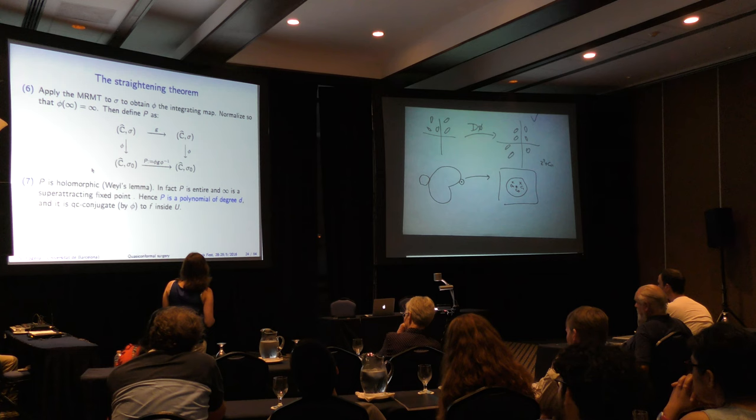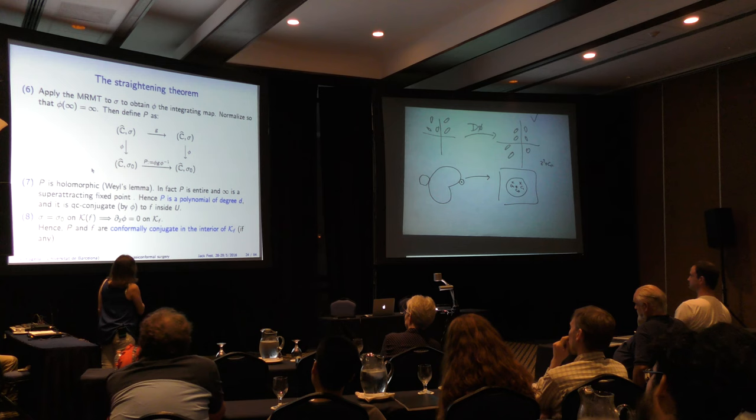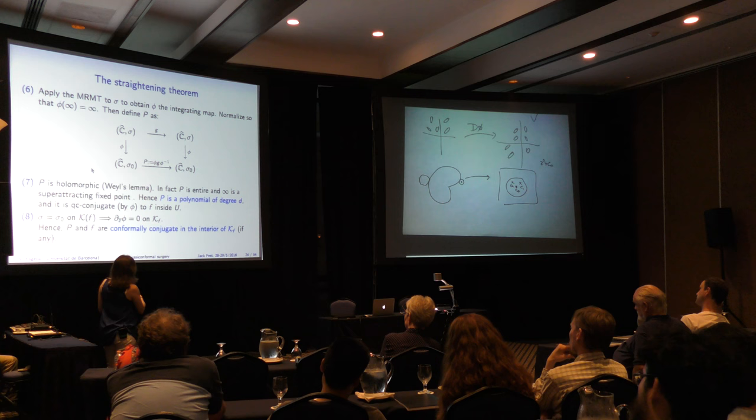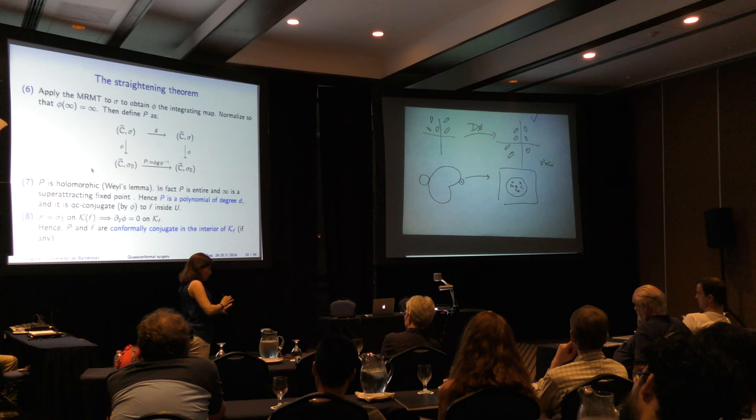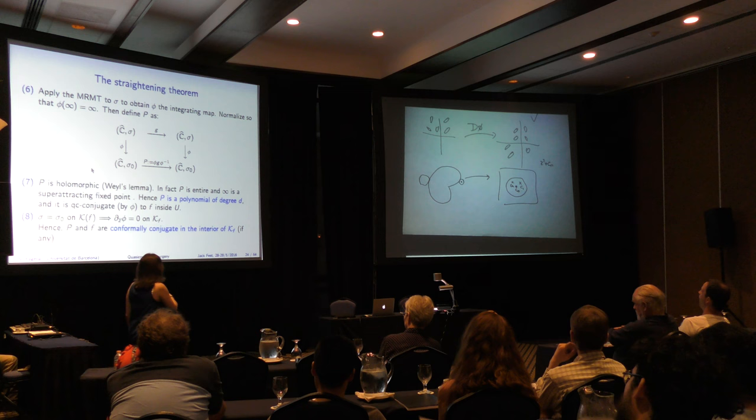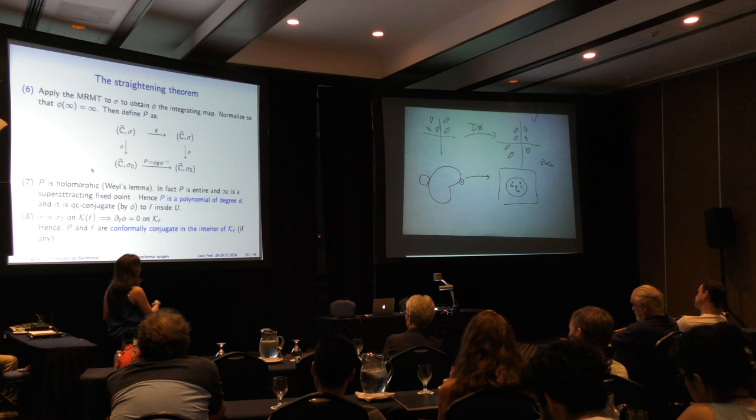Observe that in the interior of the filled Julia set, if there is any, you've done nothing, because we've put the standard complex structure there, because those were points that were never iterated into the bad region. This means that your integrating map, your quasi-conformal map, will actually be conformal on the interior of the filled Julia set, if there is any.